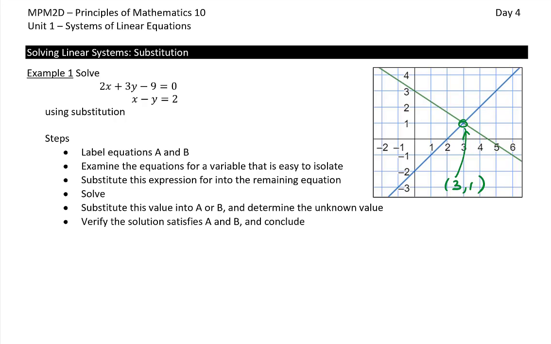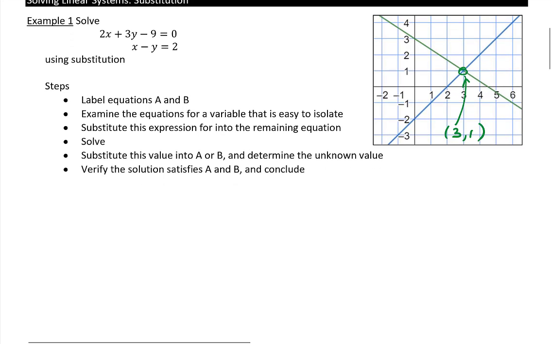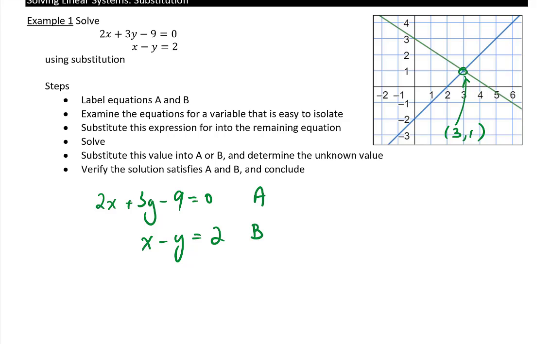Using substitution, there are a few steps we need to consider. The steps for using substitution are listed here, and I'll go through those steps as I try to solve our first example. So starting with step 1, we're going to label both these equations. I have 2x plus 3y minus 9 equals 0. I'm going to call that equation A. And x minus y equals 2. That's equation B.